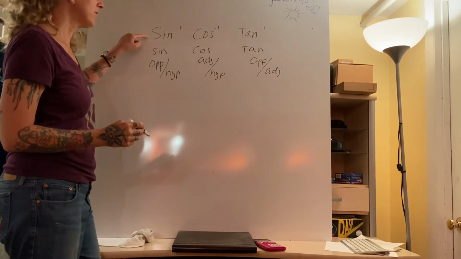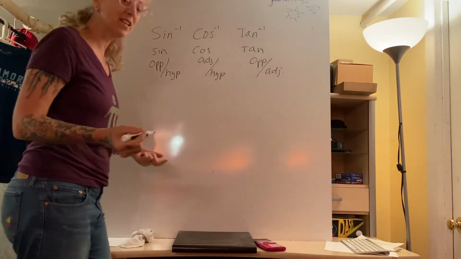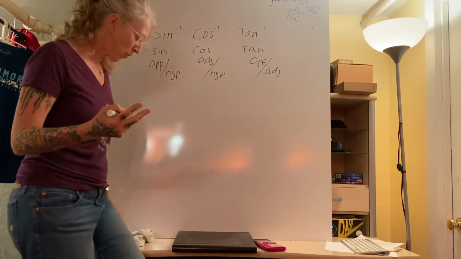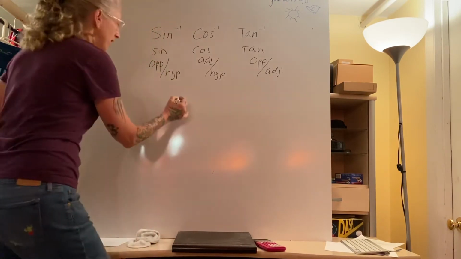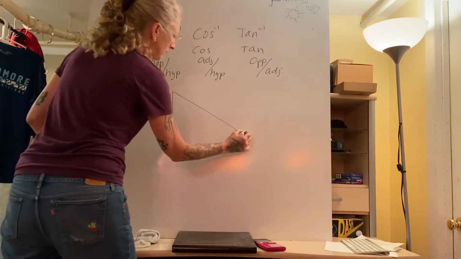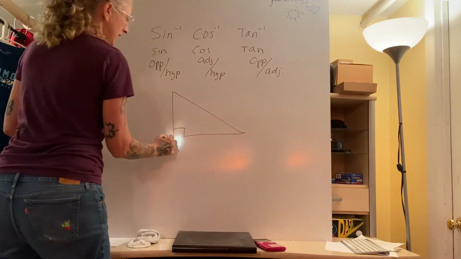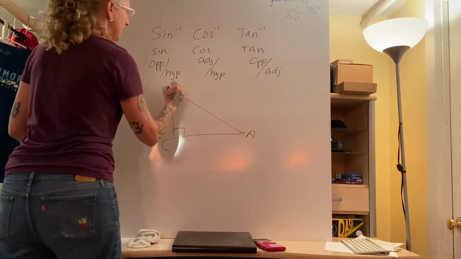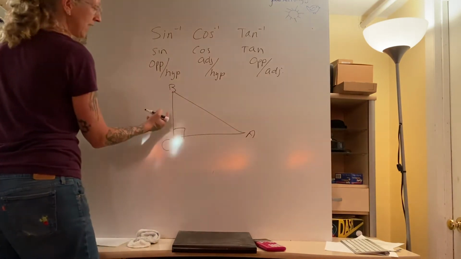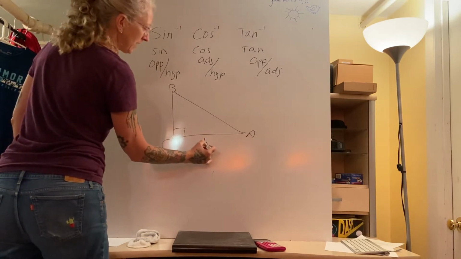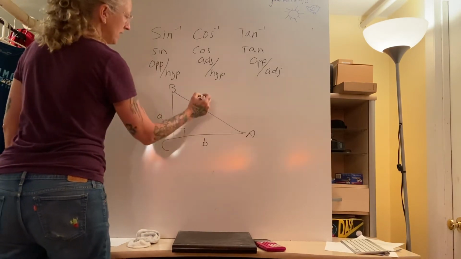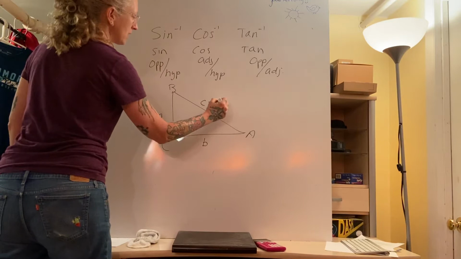We use the inverse functions when we're given two side lengths and we want to find the measure of an angle. So here's our right triangle. C, A, B. A is always the angle that opens to the smallest side. B is always the angle that opens to the middle length side. And C is always the angle that opens to the hypotenuse.